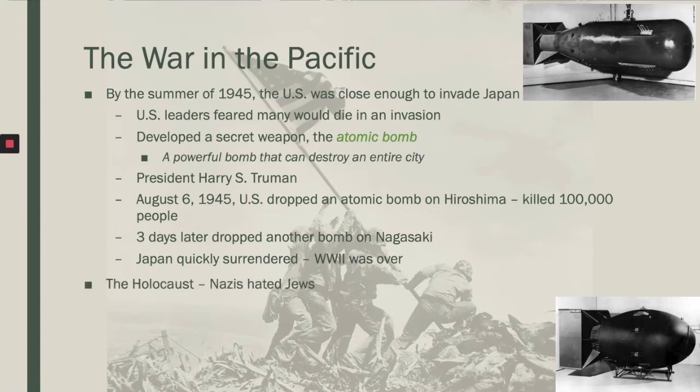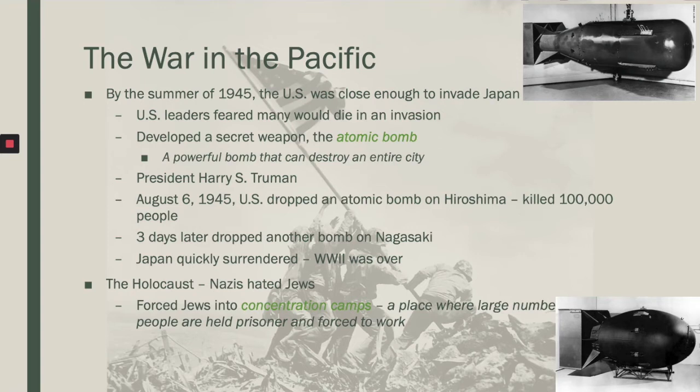Now, other terrible things that happened was the Holocaust, where Nazis hated Jews, and they thought the Jews were like an evil race. And so their intention was to kill all of them. They forced them into concentration camps where you had a large number of prisoners, and they were forced to work. This was not just internment camps. This was a step farther, where they would be tortured and worked literally to death and killed in masses inside of gas chambers and shootings, all sorts of stuff like that. Over 12 million people died in these concentration camps.